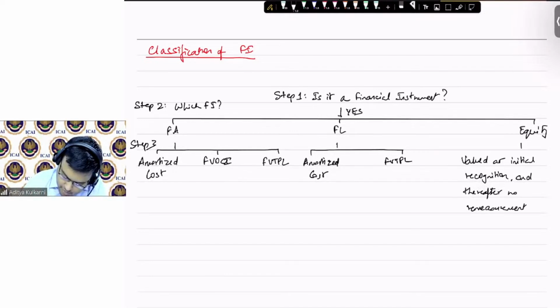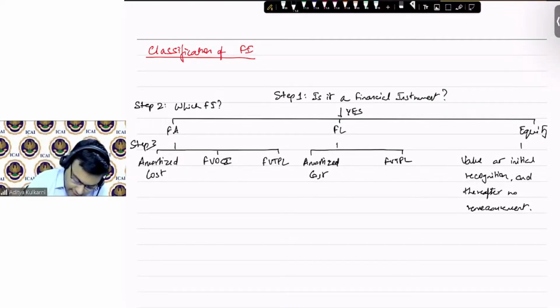No remeasurement. So it is like financial asset 3. Which are they? Amortized cost, fair value through other comprehensive income, and fair value through P&L. Liability, 2 types, amortized cost, FVTPL. Equity, only value at initial recognition and thereafter no remeasurement. Okay, value at initial recognition. So this is what the accounting is.